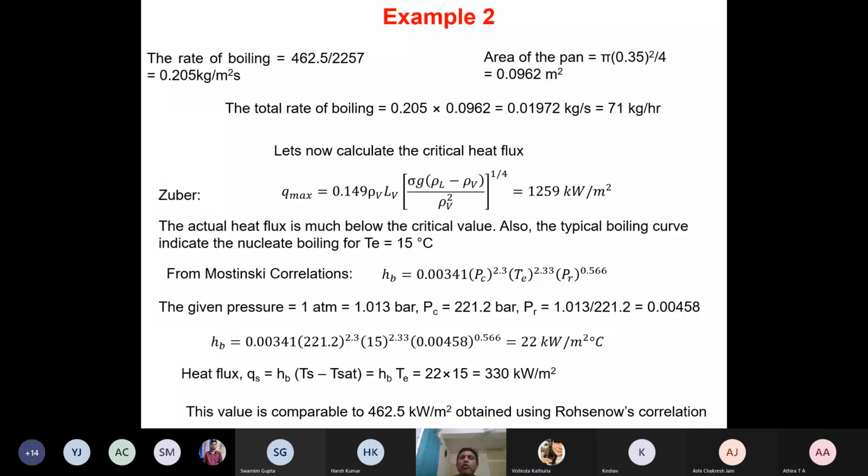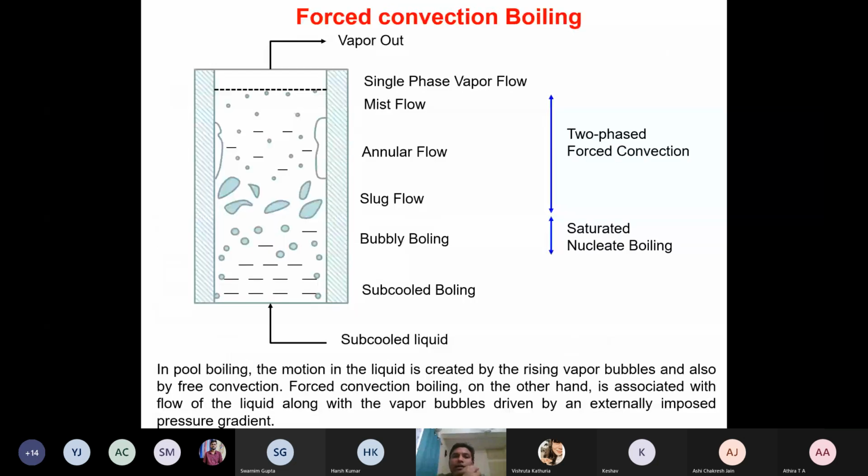Okay. So now, so far we were only looking at the boiling where an external pressure gradient is not added in order to have the boiling. Now let us look at the forced convection boiling, in which even the external force or the external pressure gradient is applied along with the heating.